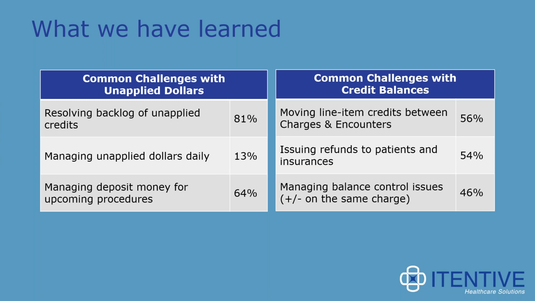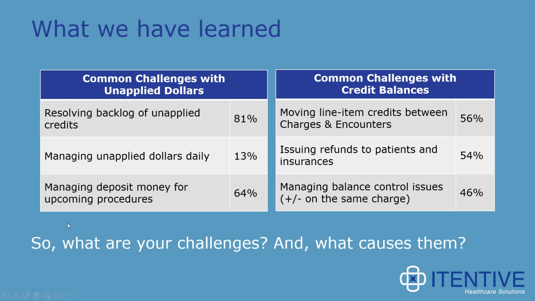So 81% of the practices and health centers have mentioned resolving a backlog of unapplied credits. On the line item credit side, the most common challenges that are mentioned to us are moving line item credits between charges and counters, issuing refunds to patients and insurances, and managing benefit control issues. Very much the similar challenges that you had mentioned in the poll today. And the percentages that you see there, again, are the percentages of practices and health centers that have mentioned these common challenges to us.